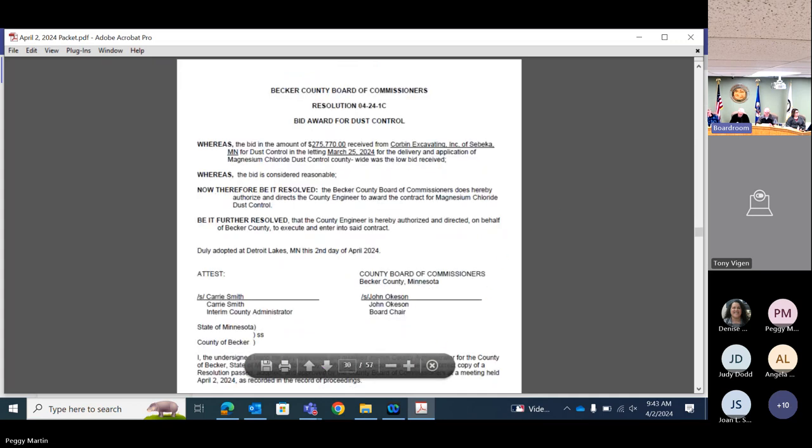Next is approval of our bid award for dust control. The low bidder was Corbin Excavating out of Sabika. They came in at $275,770. This is up just a little bit from last year, but we're recommending approval for them. Motion to approve 1C. Motion by Barry, second by Richard. All in favor say aye.